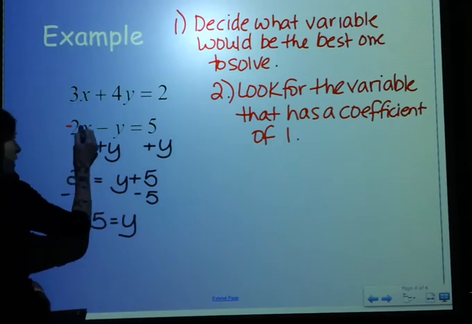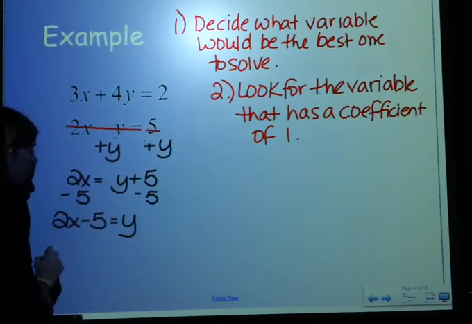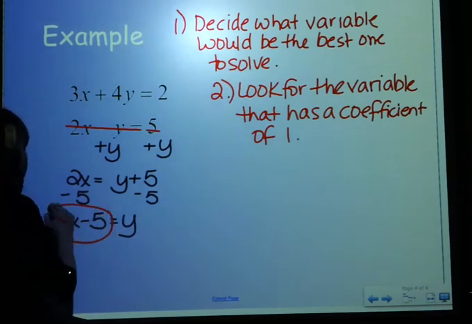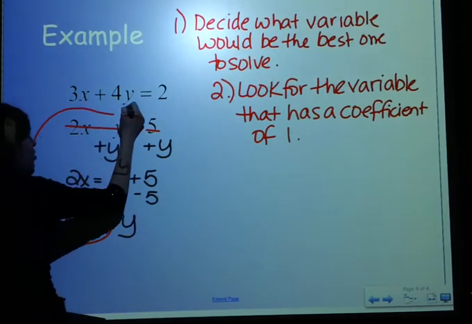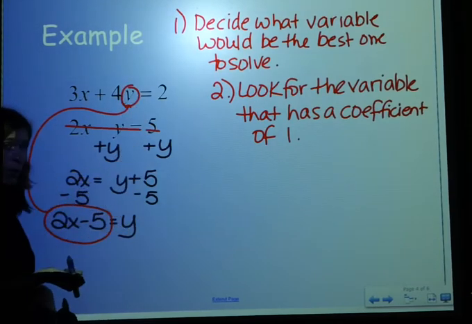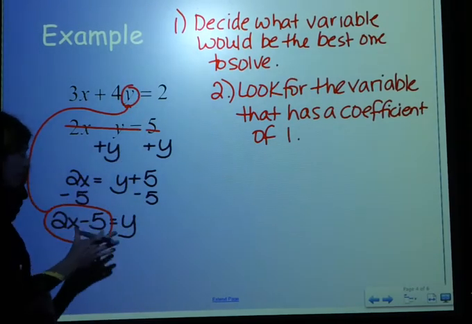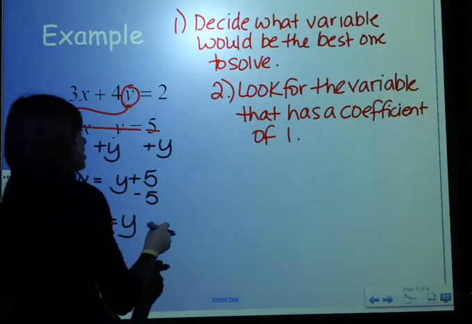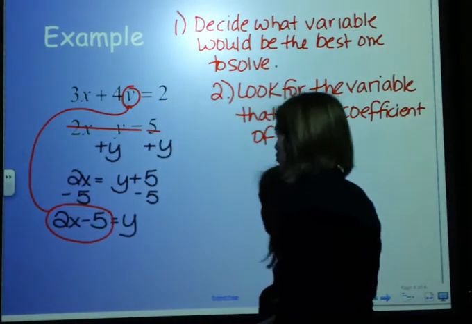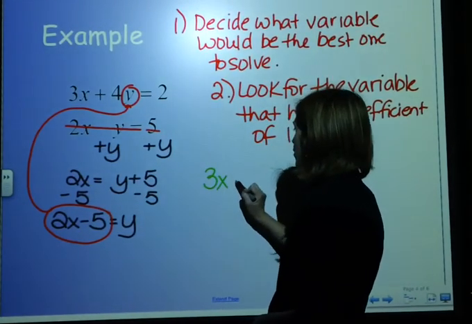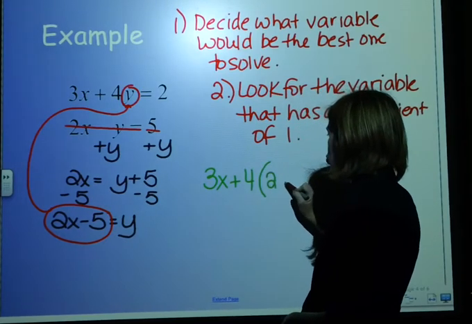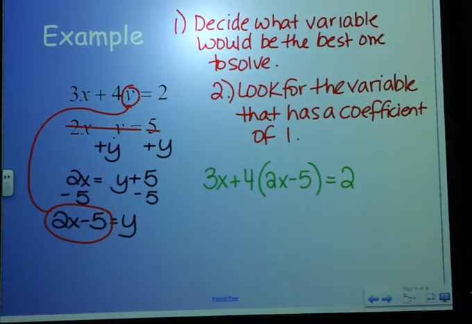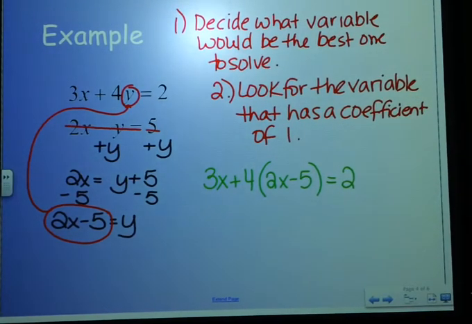All right, I'm going to cross this out so I know that I've used this equation. Now I'm going to take this new name that I've come up with for y, this 2x minus 5, and plug it in wherever there is a y in the other equation. I'm going to be careful though, because this is an expression that I'm plugging in. I want to make sure I put it in parentheses. So my equation then would be, let me switch colors for you, 3x plus 4 times (2x minus 5) equals 2. I'm going to give you a second to write that down, and I'm doing okay on time here.